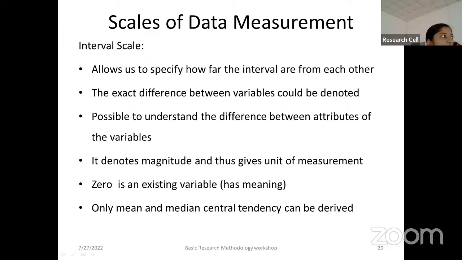So in this interval scale, we have some intervals which are defined. For example, when a temperature is recorded from 1 degree Fahrenheit to 10 degrees Fahrenheit, or from 1 degree Fahrenheit to 2 degrees Fahrenheit, the difference between this slot is standard. From 2 to 3, it is standard. Okay, so that is on interval scale.